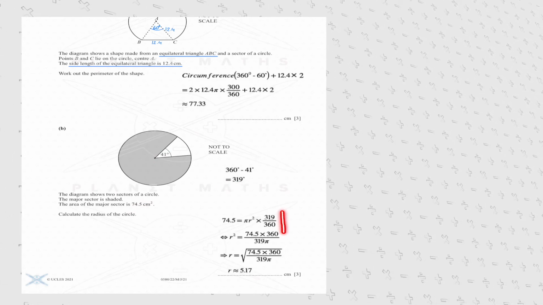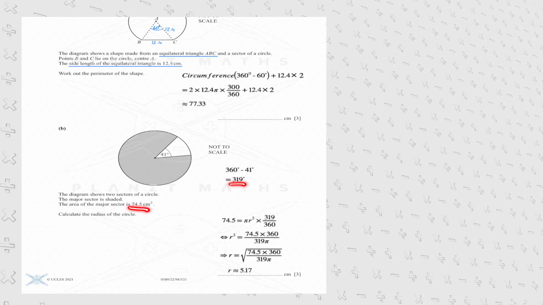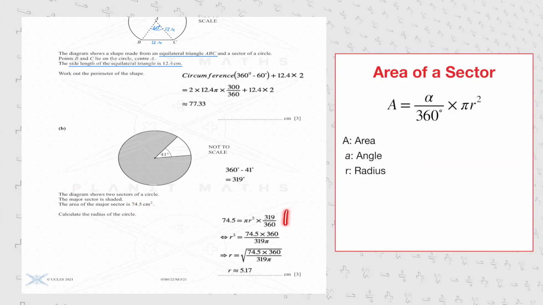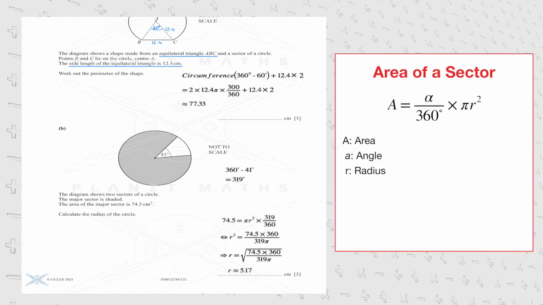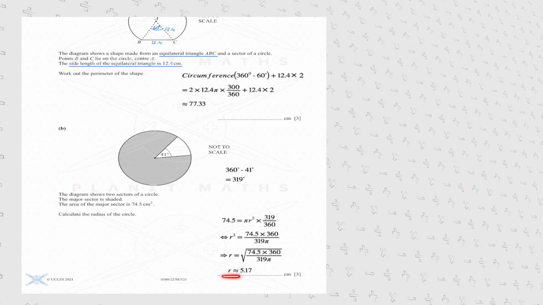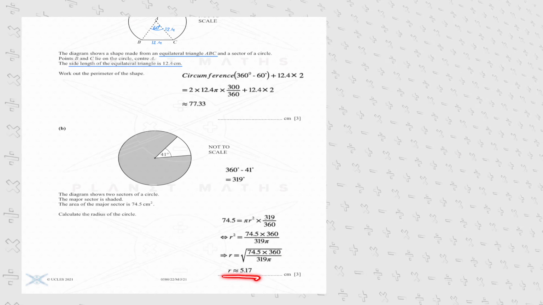Thereafter, we can plug in those values into the formula for determining the size of the area of a circle sector as provided. In step number 1, we will rearrange this equation for r squared and then take the square root on both sides of the equation, which delivers us the result that the radius of the circle is approximately 5.17 centimeters long.